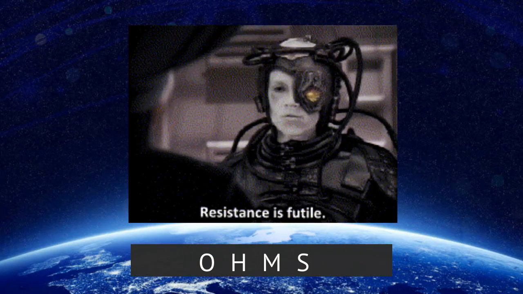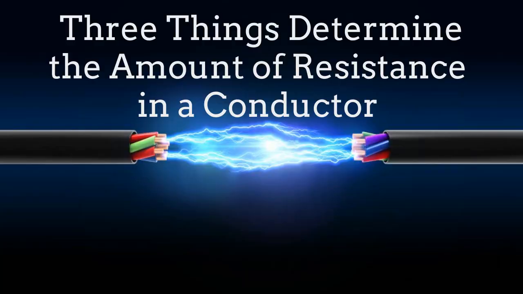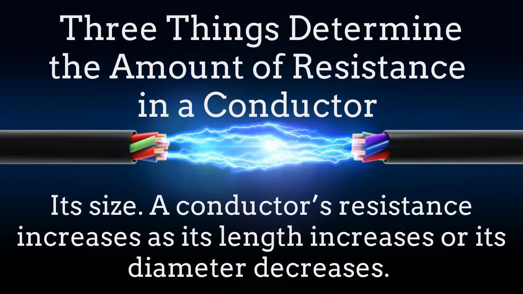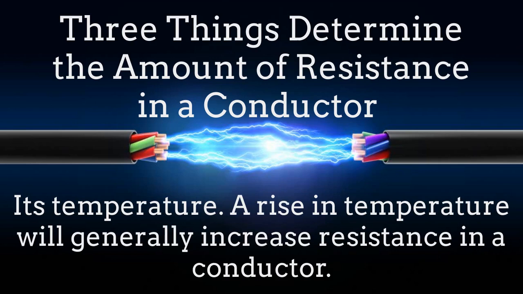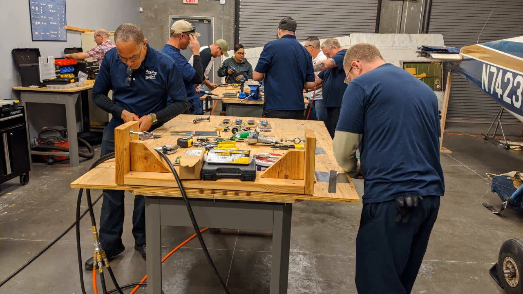Then we have the ohm, which is the unit of resistance in a conductor. 3 things determine the amount of resistance in a conductor. 1. Its size. A conductor's resistance increases as its length increases or its diameter decreases. 2. Its material. The more conductive the material is, the lower the resistance becomes. 3. Its temperature. A rise in temperature will generally increase resistance in a conductor. Truthfully, these 3 things don't matter much to an aircraft mechanic. Engineers and nerds, yes, but not mechanics.